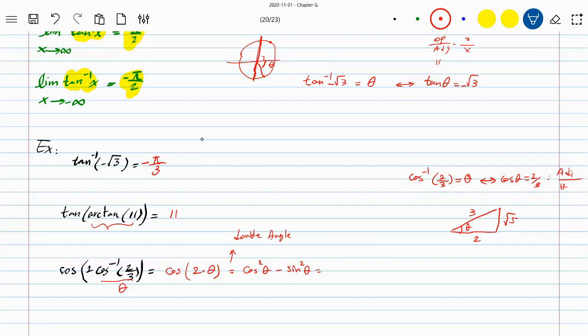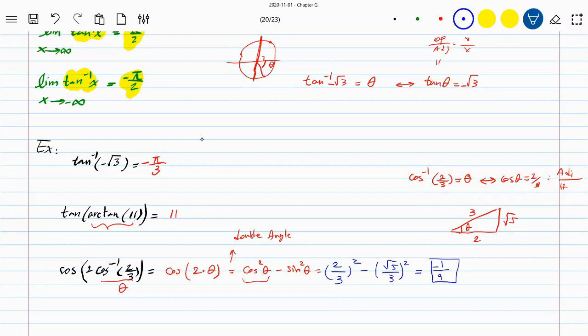Double angle, because it's 2 times whatever the angle was. And now I can say, okay, what is cosine squared? Cosine squared theta is, we have the triangle, use the triangle. It would be (2/3) squared minus sine, which is (square root of 5 divided by 3) squared. So we found cosine and sine, square them, subtract from each other. Simply you will get -1 divided by 9.